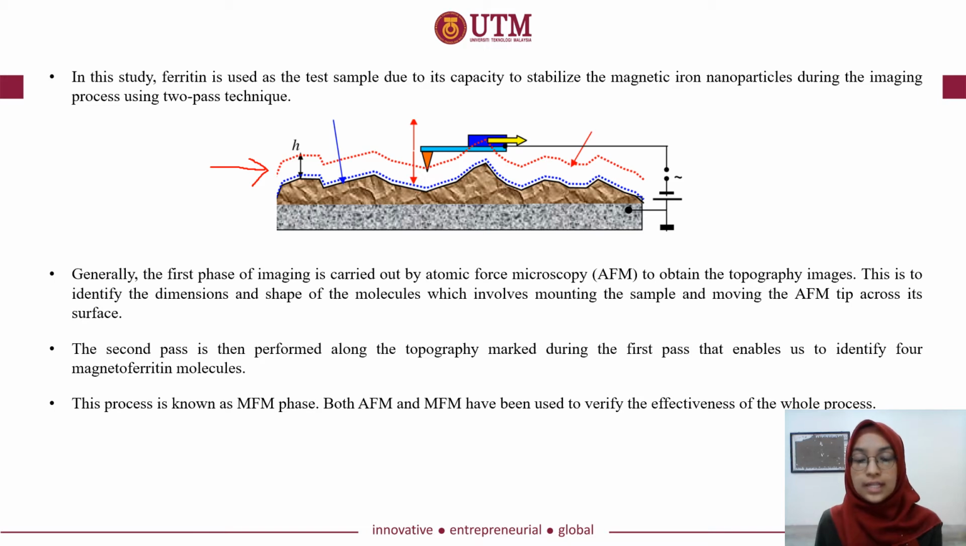We also need to identify the dimension and the shape of the molecules, which involves mounting the sample and moving the AFM tip across its surface. Next, the second pass is then performed along the topography marked during the first pass, which enables us to identify the magnetoferritin molecules. This process is known as MFM phase. Both AFM and MFM have been used to verify the effectiveness of the whole process.